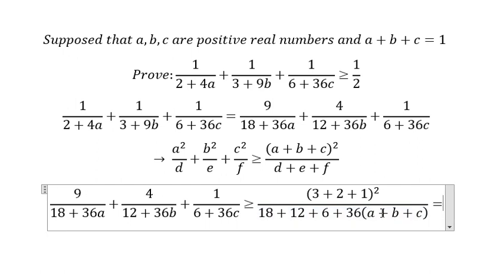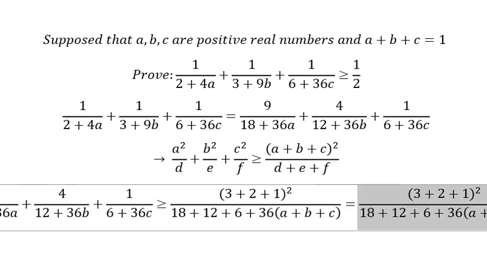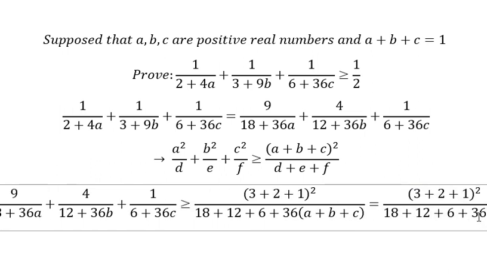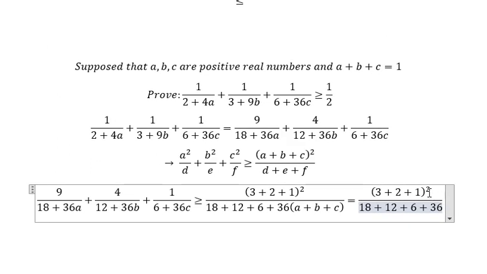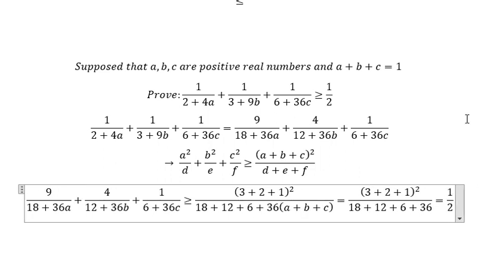And we know that A plus B plus C equals to number 1. And now we calculate this value in here. And we have 1 over 2. And this is the final answer.